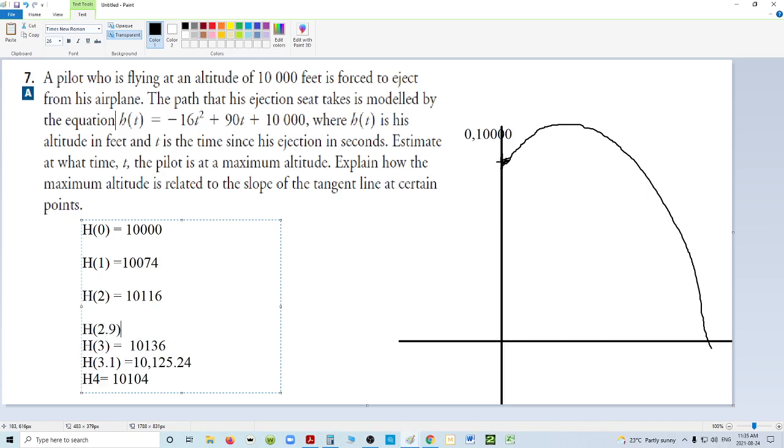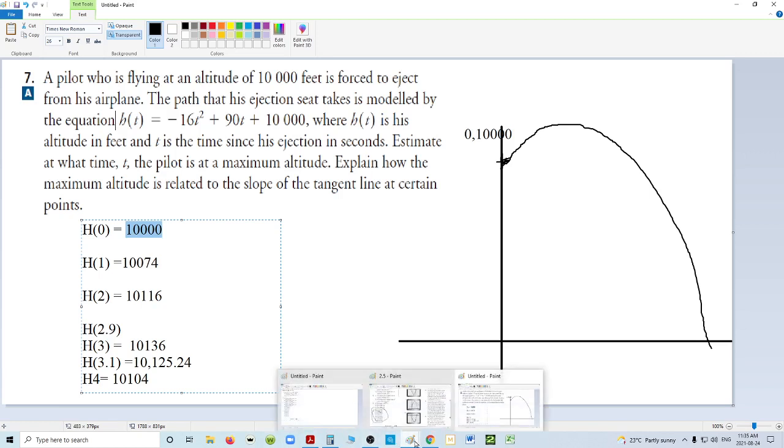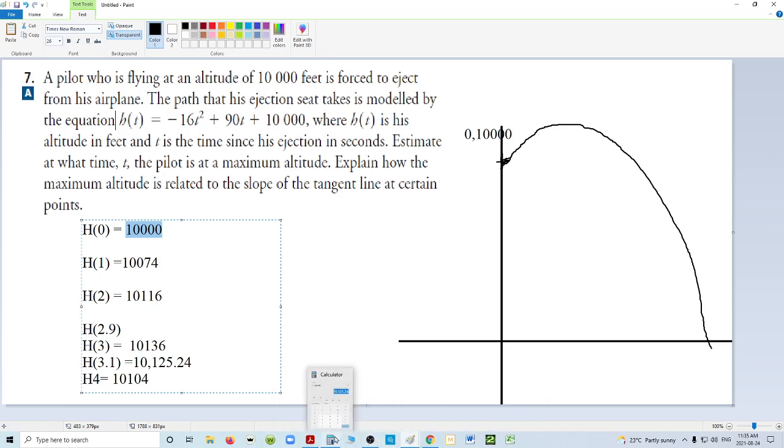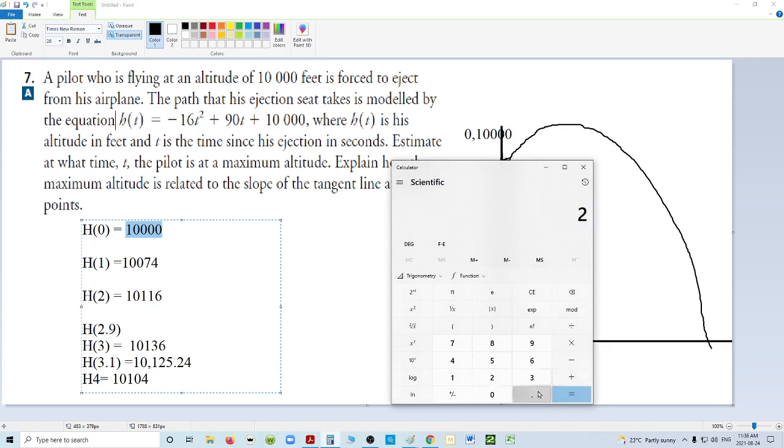And this is where Desmos is good, because you can put this entire formula into Desmos and Desmos will tell you these values over and over and over again. And it's also why you should learn how to use your calculator. So when I put 2.9 in there, and I square it, and I times it negative 16, and then I add 90 times 2.9. This is a value just before 3. And then I add 10,000. Your calculator should have order of operations.